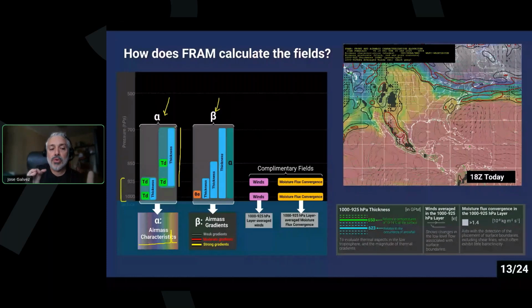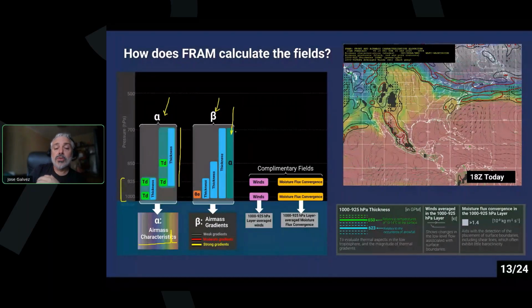So we're using both 1000 and 925 to highlight where the big synoptic systems are located. So this is alpha, and then for beta, beta is just the gradients. For beta, we use the field alpha that we just calculated. So we grab that color field and calculate the gradients of that field.